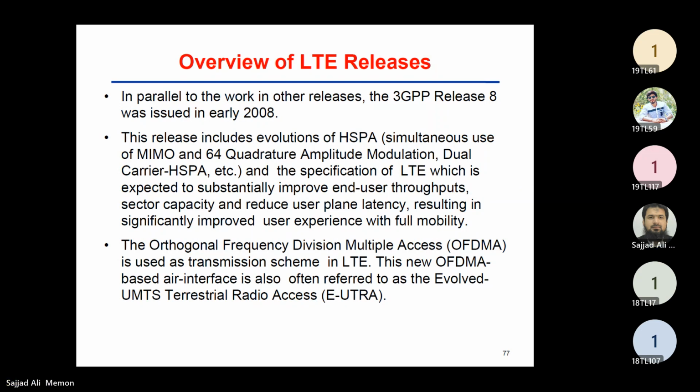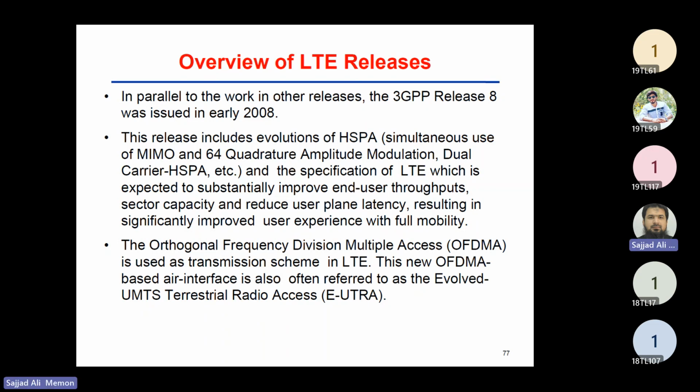Along with the work on release 8, the 3GPP was also working towards LTE. Release 8 specifically included HSPA with MIMO and 64 QAM and dual carrier HSPA, and the specification of LTE, which is expected to substantially improve end user throughput, sector capacity, and reduce user plane latency, resulting in significantly improved user experience with full mobility.